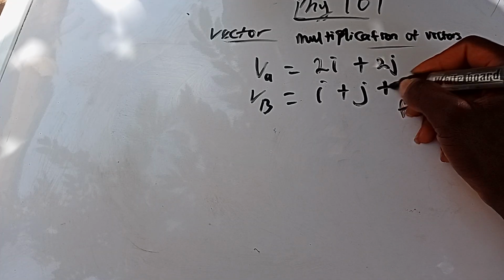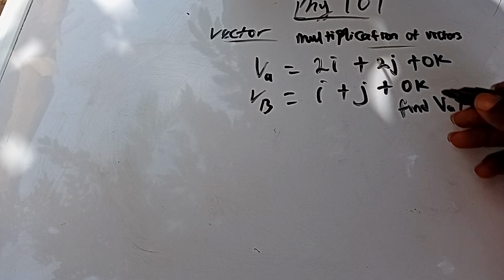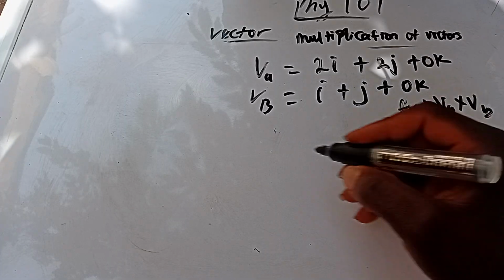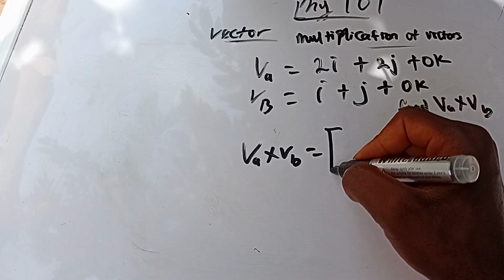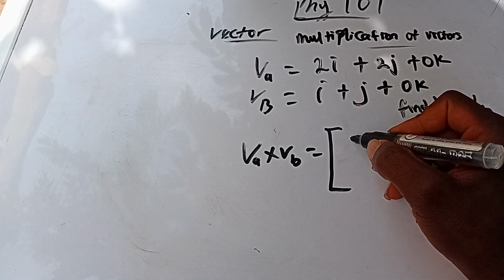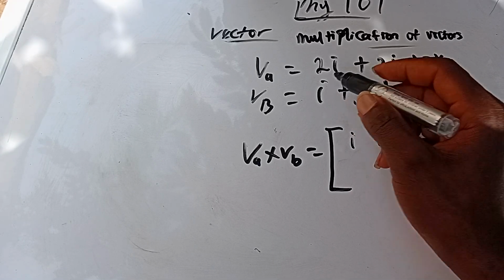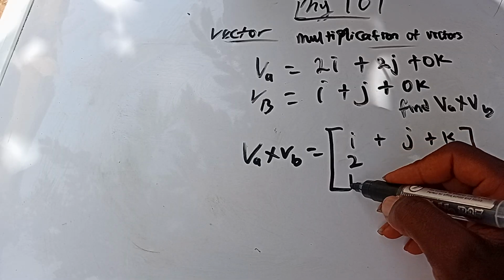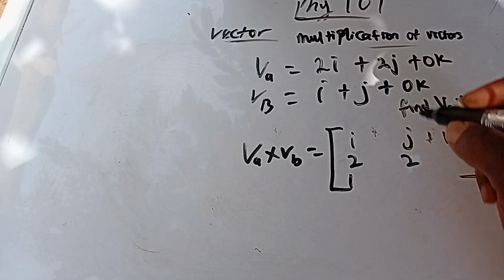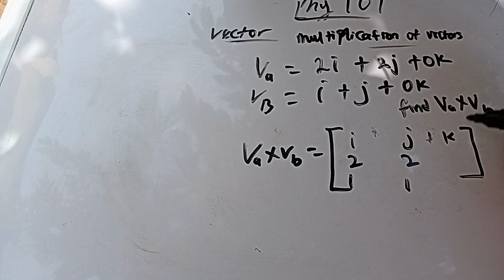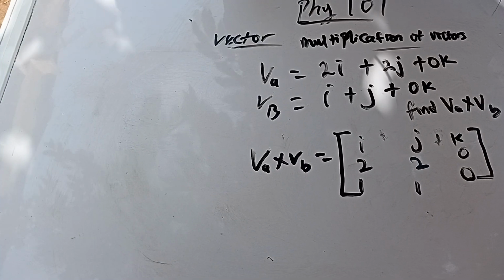Since there's no k there, you can add 0k plus 0k. It has not changed the question. So this is still 0, you get this back. Now for VA cross VB, write i, j, k. What's the coefficient of i here? 2. What's the coefficient of i here? 1. What's the coefficient of j here? 2. What's the coefficient of j here? 1. What's the coefficient of k here? 0. What's the coefficient of k here? 0. Now, hope we all remember the matrix method.